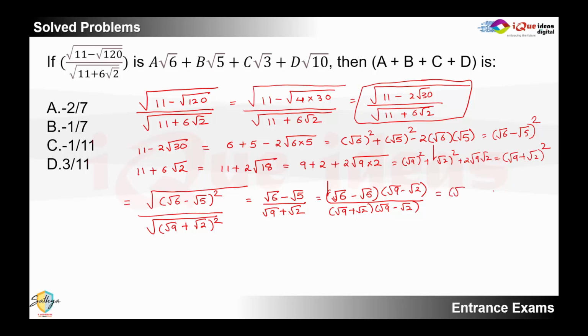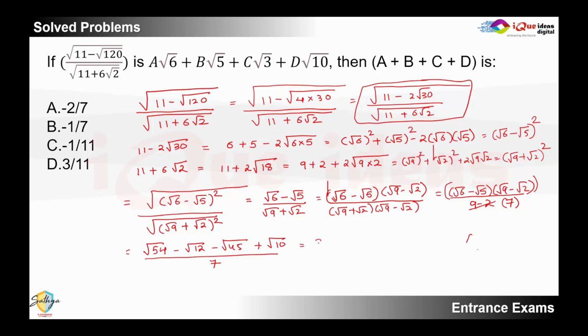My equation becomes root 6 minus root 5 into root 9 minus root 2 divided by 9 minus 2, which can be replaced by the pure number 7. So if I now expand root 6 minus root 5 into root 9 minus root 2, I can write it as root of 54 minus root of 12 minus root of 45 plus root of 10, the whole divided by 7.